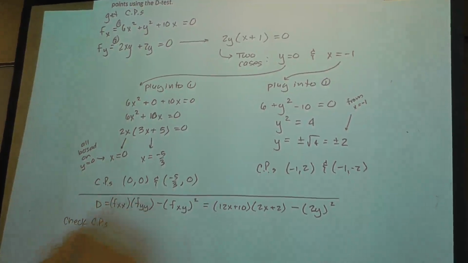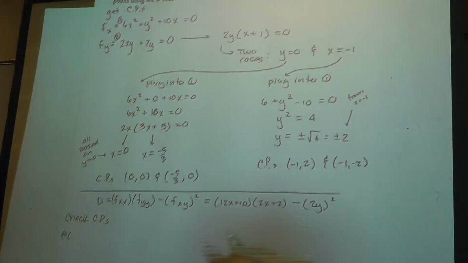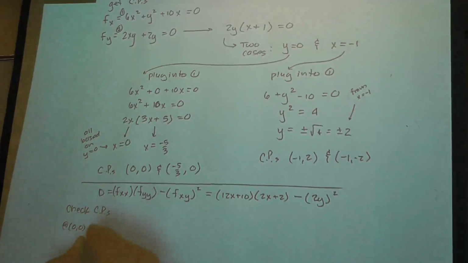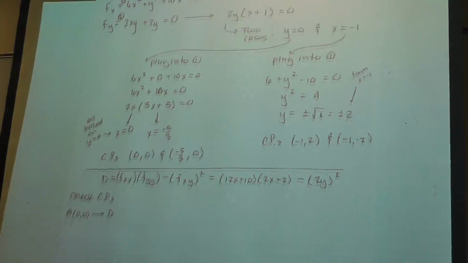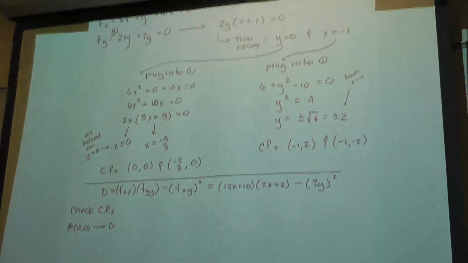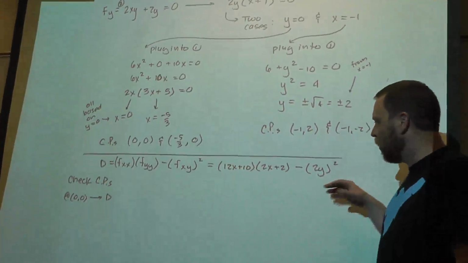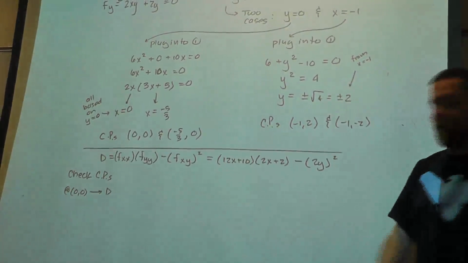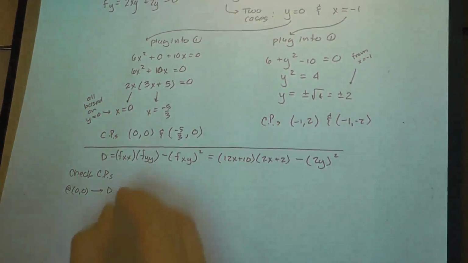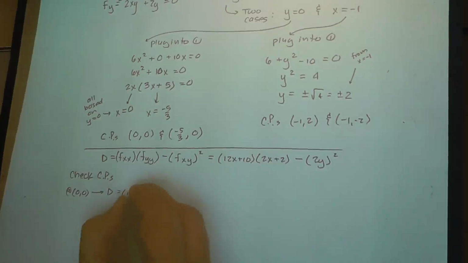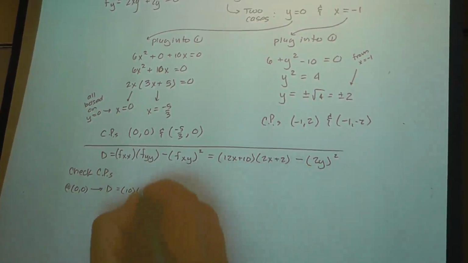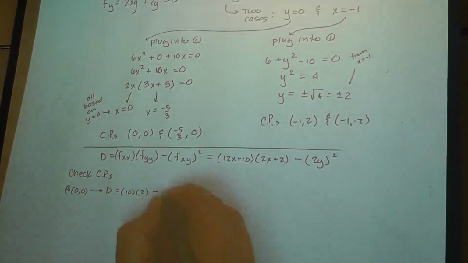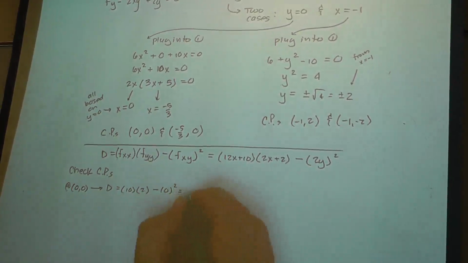Checking our CPs. Let's do the easiest one first. The origin is probably going to be the easiest one. At 0, 0, if I plug in 0 for all these x's and y's, and let me just jot it down, d is going to equal positive 10 times positive 2, so 20, minus 0 squared.